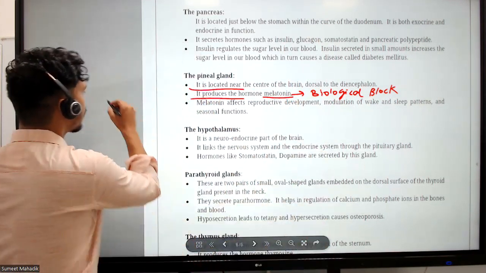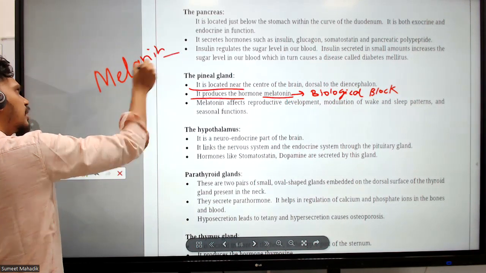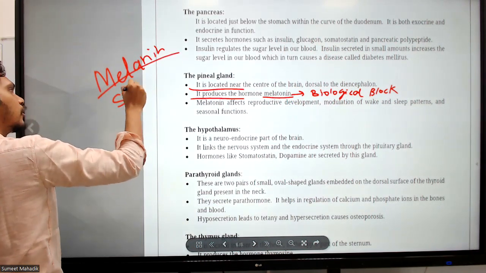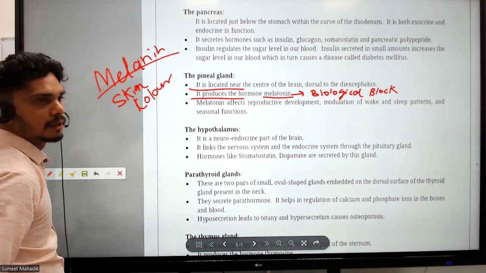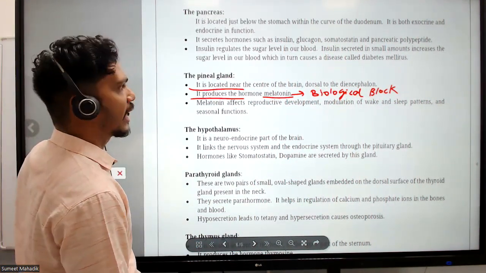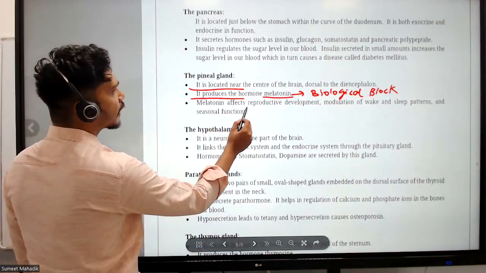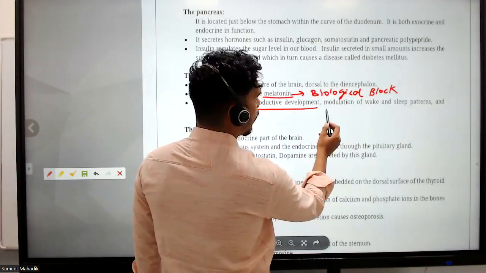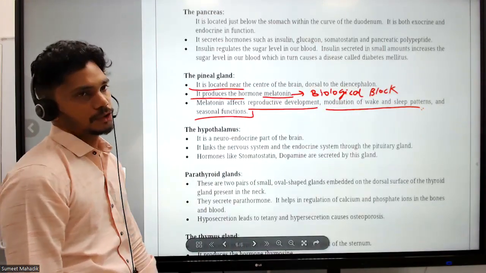There is one more hormone, melanin. Melanin is responsible for skin pigmentation, or skin color, according to the sunlight. So don't get confused between melanin and melatonin. Melatonin is the biological clock. Melatonin affects reproductive development as well. It modulates the wake-up and sleep pattern and the seasonal functions.